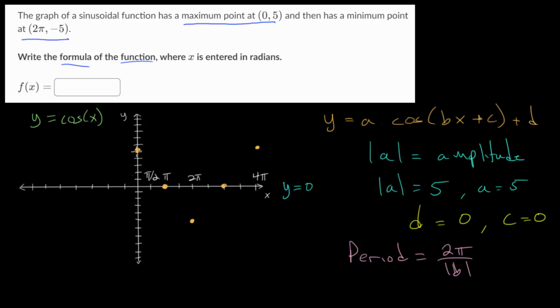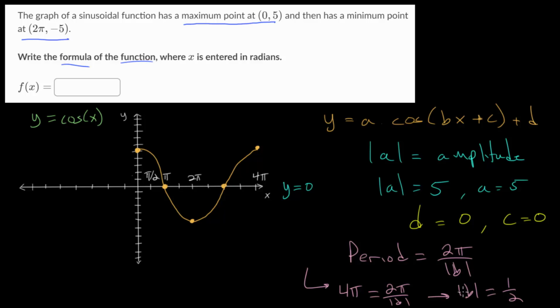So it looks like if we construct this curve here, that it goes through one unique oscillation in 4 pi radians. So our period here is simply equal to 4 pi. So we have 4 pi is equal to 2 pi over the absolute value of b. If we solve this, we can multiply each side by the absolute value of b and divide each side by 4 pi. So we get 2 pi over 4 pi. The pi's cancel. We get 2 over 4, which simplifies to a half.